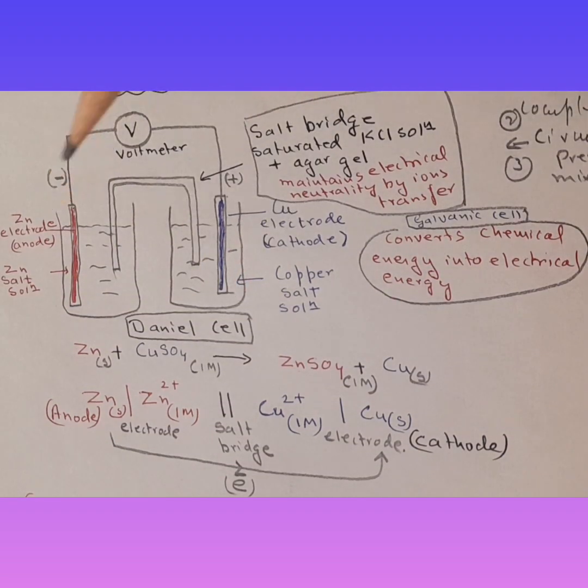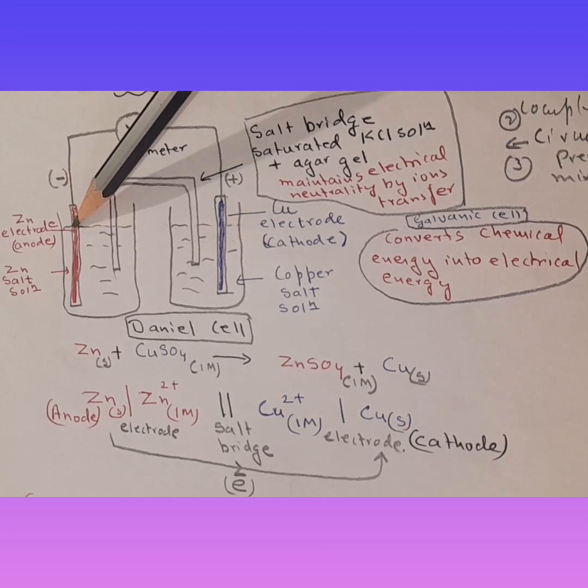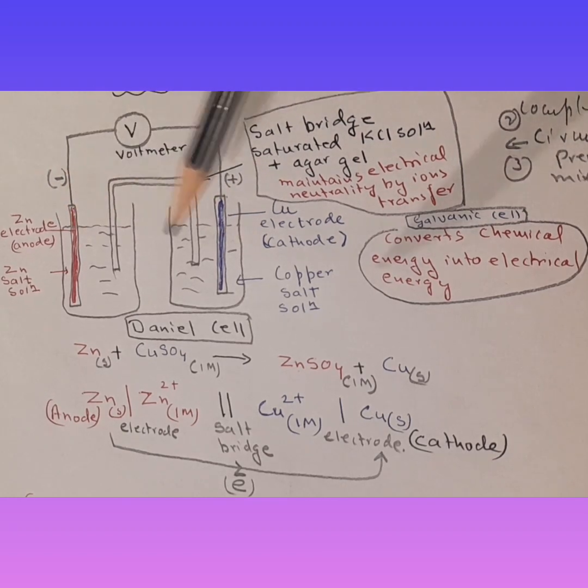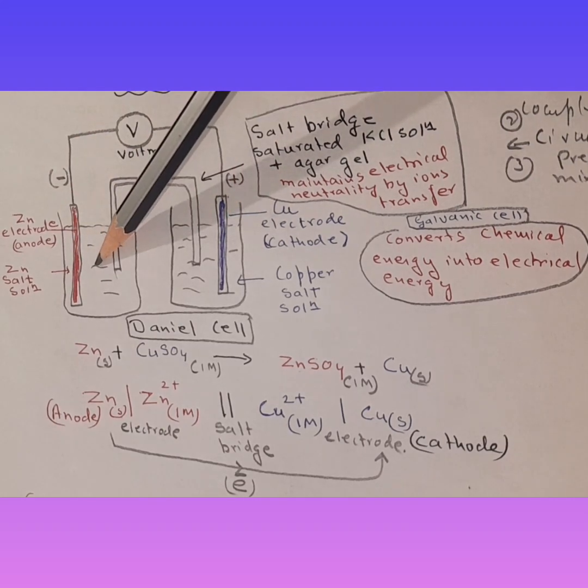Hi guys, let's get in depth of electrochemistry and the Daniell cell. As required by all cells, the Daniell cell also requires two electrodes. In this case, it is the zinc electrode here, and this is the copper electrode here. The electrolyte which we have over here is zinc.